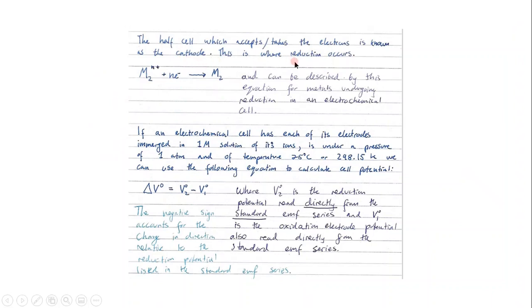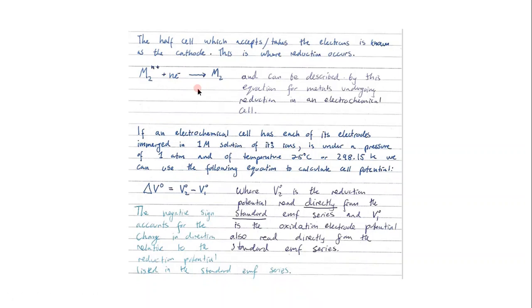So, the half cell which takes the electrons is known as the cathode, and this is where reduction occurs. So this can be described by this equation, where the number of electrons gained by the ion gives it a neutral charge. Remember, N is important when you go into the Nernst equations, how many electrons are being exchanged.